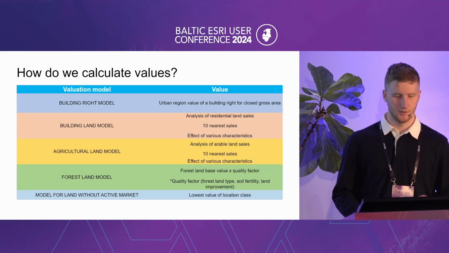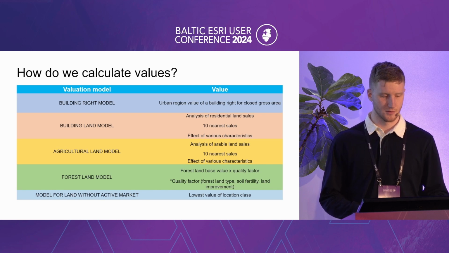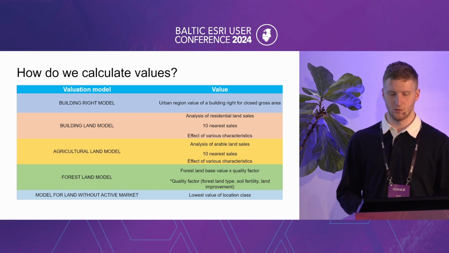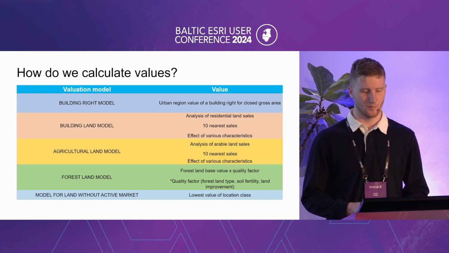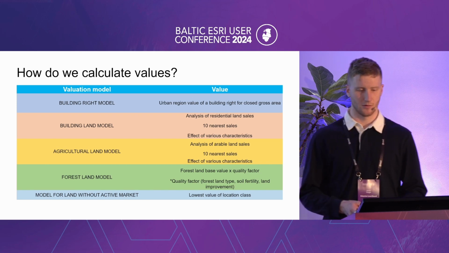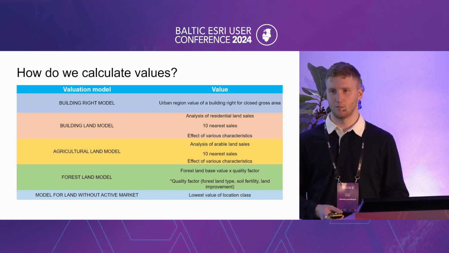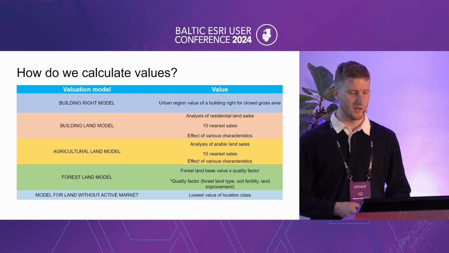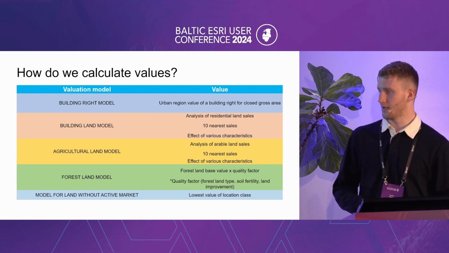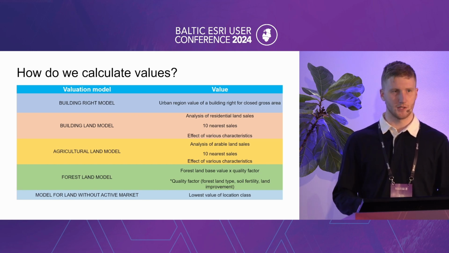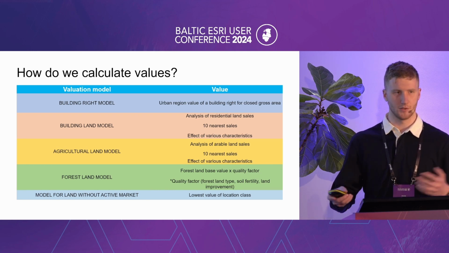Using expert opinions and the data we had, we were able to create 5 valuation models. We have a building right model, which is used in urban regions where the market is the most active. Value for land is not based on some characteristics, but rather on the right to build on this land. So we have city centers and regions like that. Then there's the building land model that is based on residential land sales, agricultural land, forest land, and a model for land without active market. This is land that is used as transportational land, where roads are built, and also land where bodies of water are.